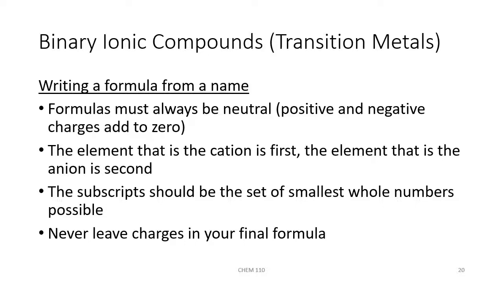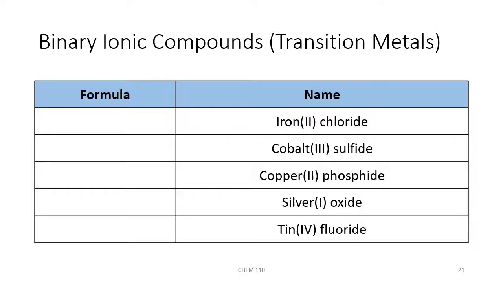When writing a formula from a name, we're going to know exactly what the charge on the metal is because we have to be told that in the name. Our formulas still must always be neutral, just like they were before. Positive and negative charges add to 0. We still list the cation first, the anion second. Our subscripts are still going to be the smallest set of whole numbers, and no charges in our final formulas. All right, so let's try some examples.